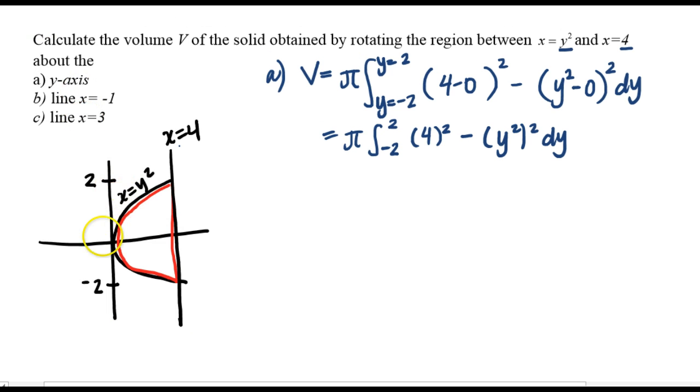Alright, I've gone ahead and redrawn the region so that now we can focus on the line x equals -1 as the axis of rotation. So x equals -1 is over here, and let me go ahead and draw the axis of rotation now.